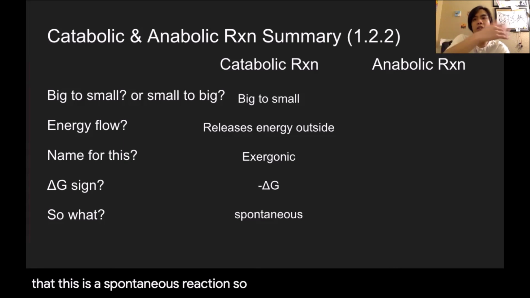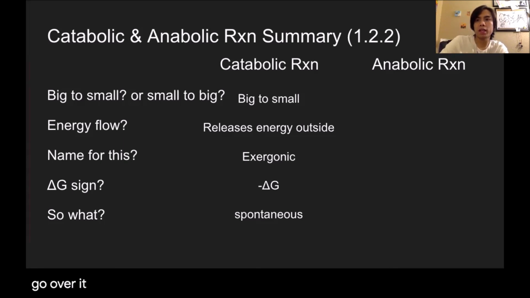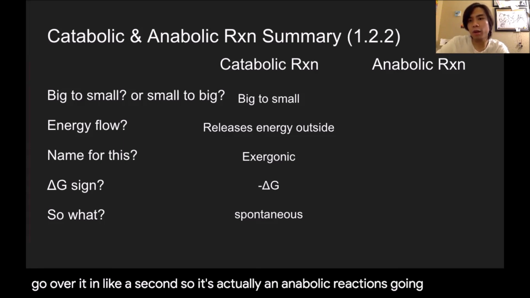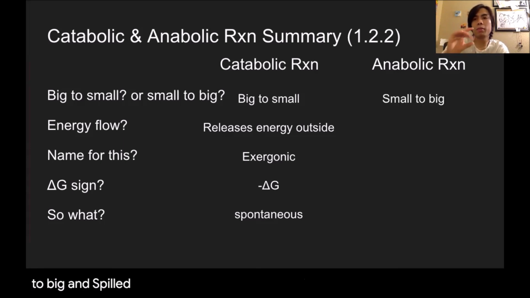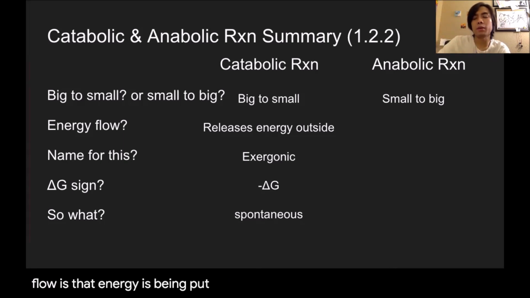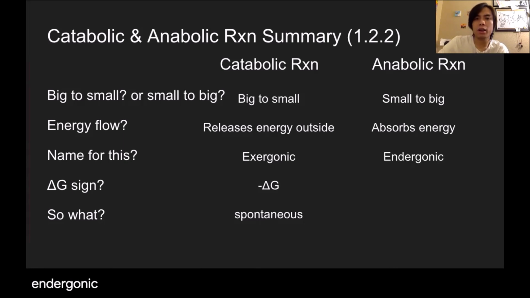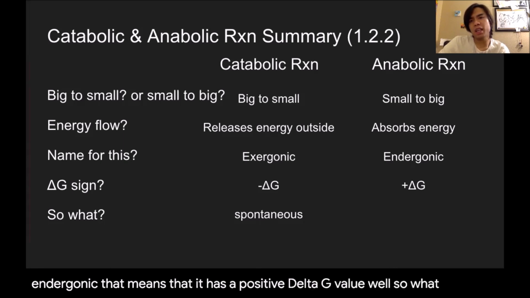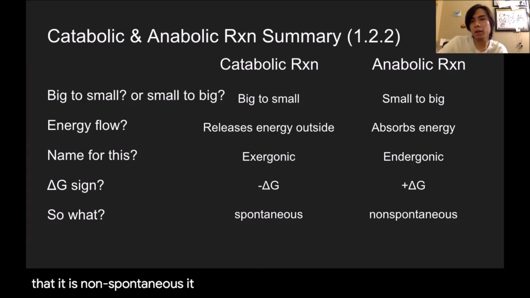So try it for yourself on the anabolic one. We'll go over it in a second. So an anabolic reaction is going from small to big, and they make it bigger. And the energy flow is that energy is being put into it. So it absorbs energy. What's the name for this? Endergonic. That means that it has a positive delta G value. That means that it is non-spontaneous. It needs a continuous input of energy.